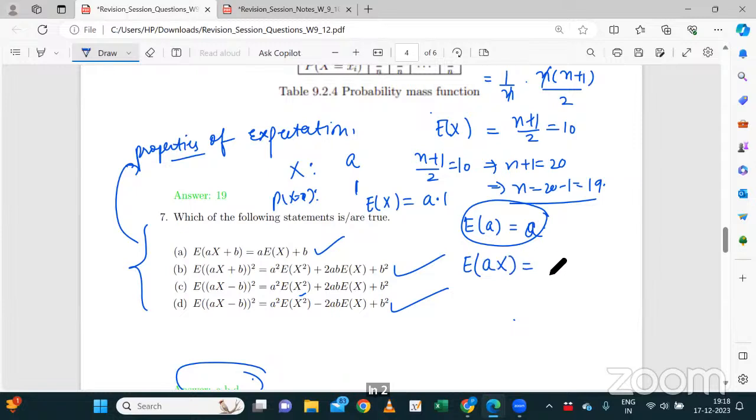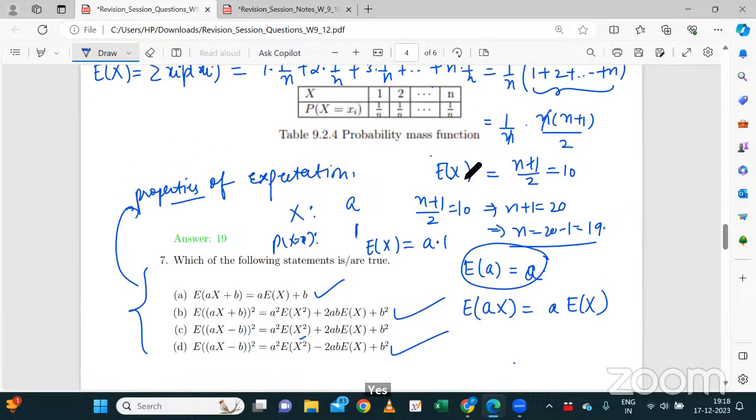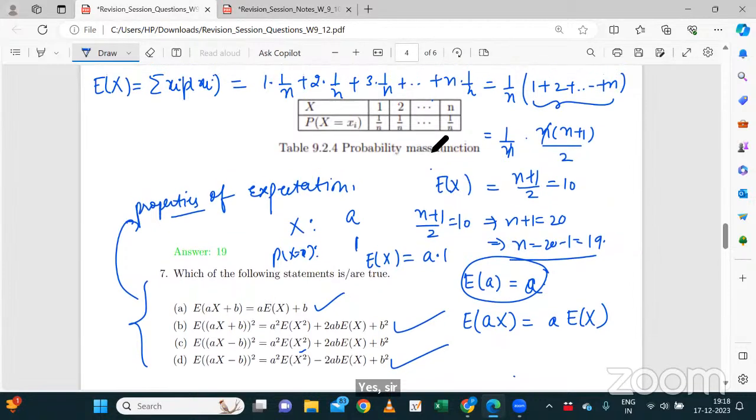It's like a into expectation of X. A times expectation of X. You can verify these things by this example.